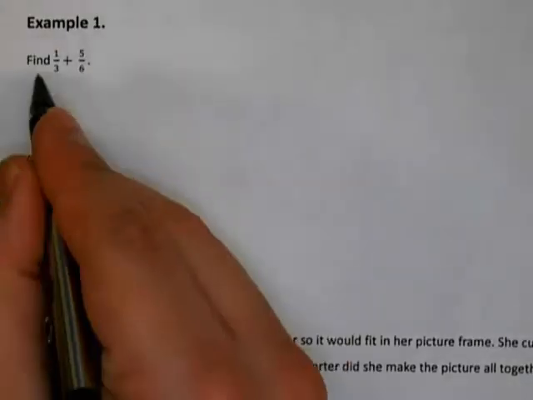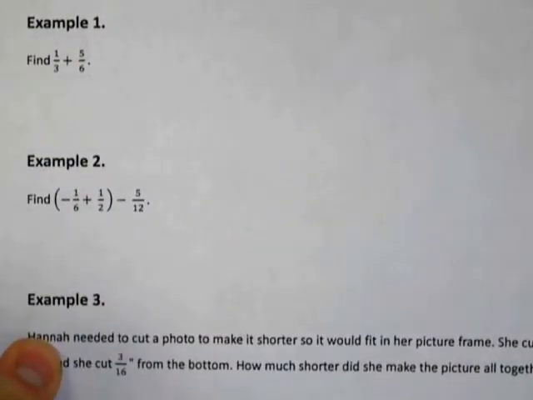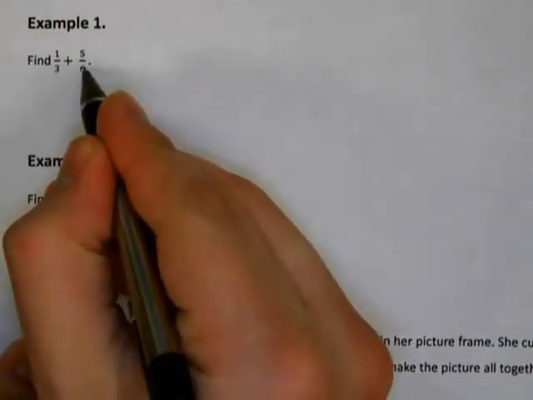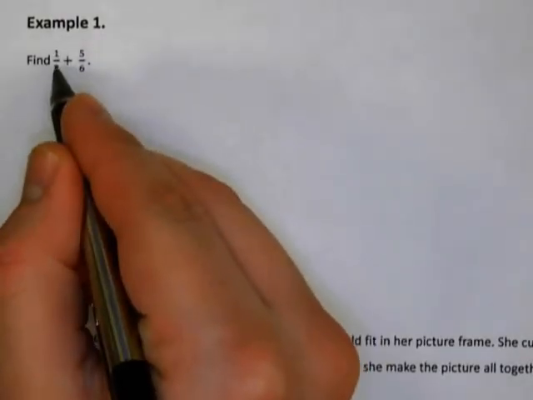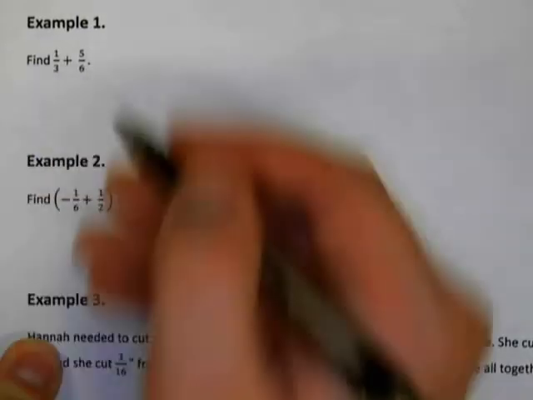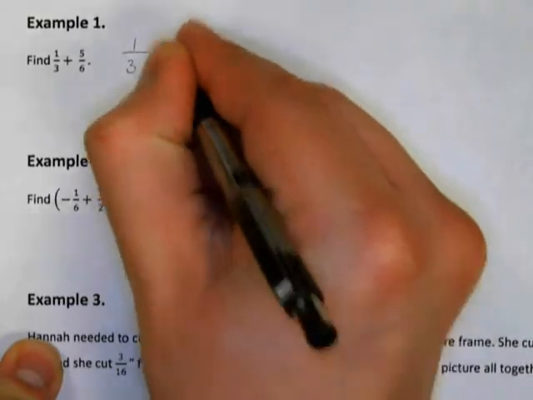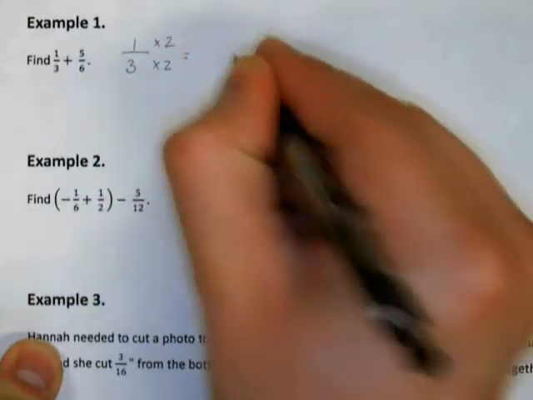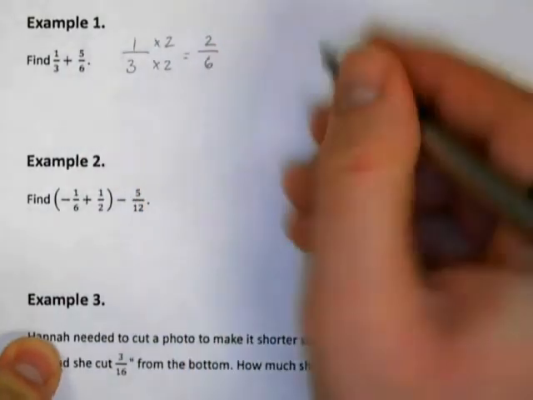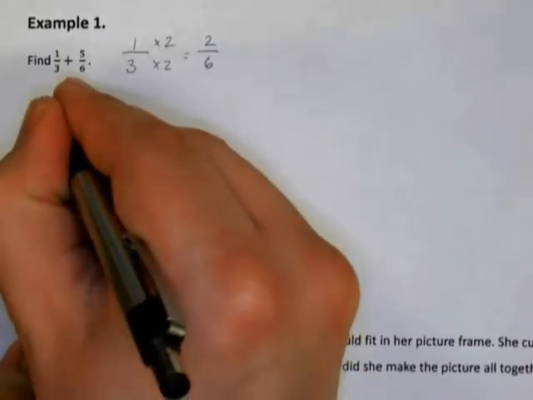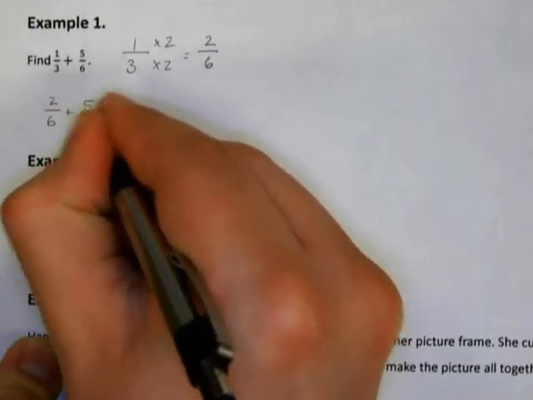All right, let's do it. It says find 1/3 plus 5/6. Now I know that 3 goes into 6, so I'm going to change this fraction in order to have a common denominator with this other fraction. So I know 1/3, in order to get that to 6, I'm going to have to multiply by 2. So I'm going to multiply by 2 on both sides, and I'm going to end up getting 2/6. So now I can rewrite this as 2/6 plus 5/6.